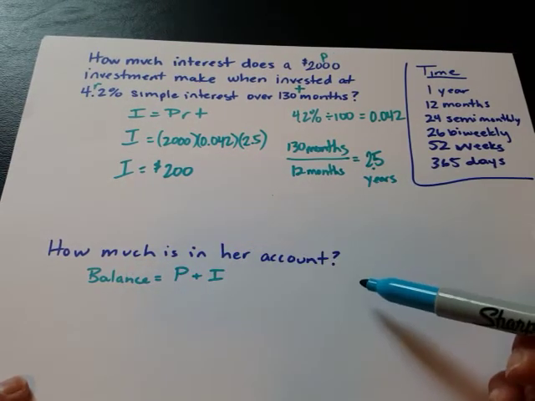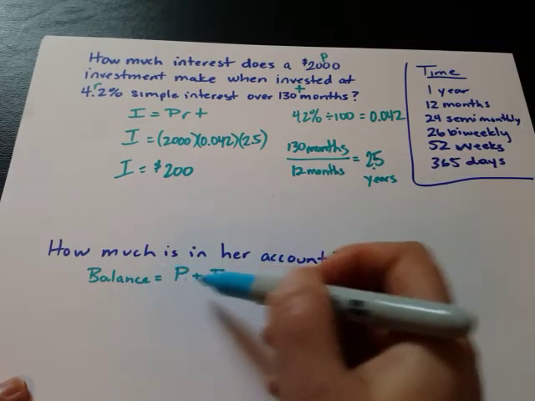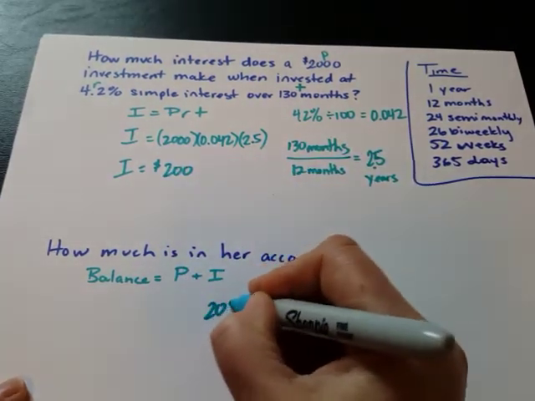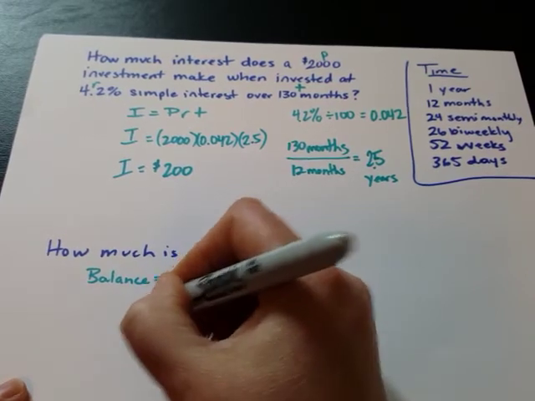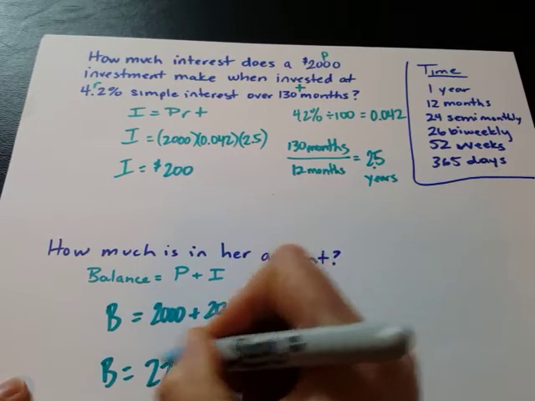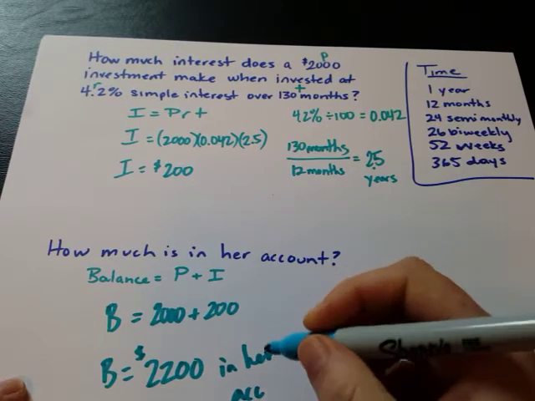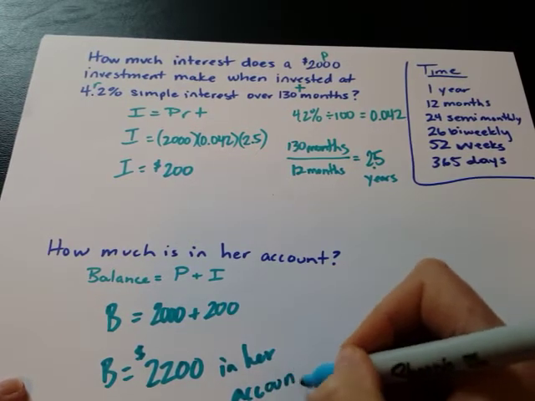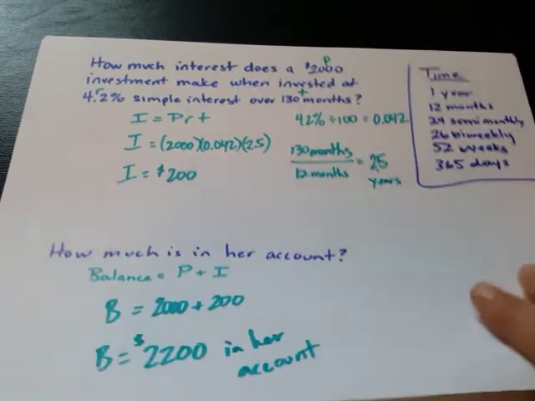Sometimes the question's sneaky and says how much is in her account after she invests the $2,000, blah, blah, blah. So what we need to do is solve for I and reconsider what we started with. So after the 130 months, or 2.5 years, there should be $220 in her account. So that's a level 1 type question.